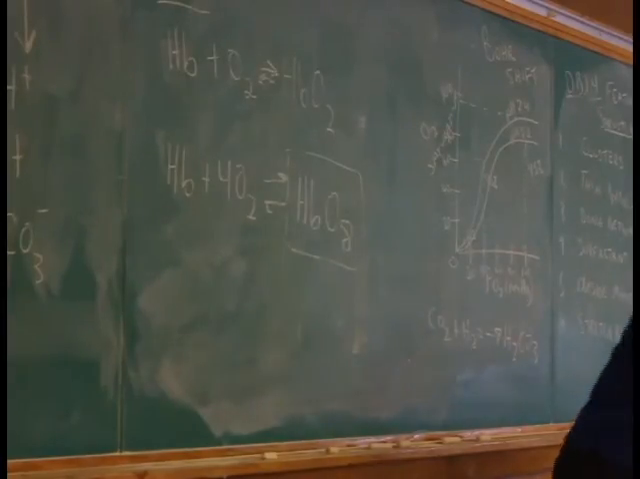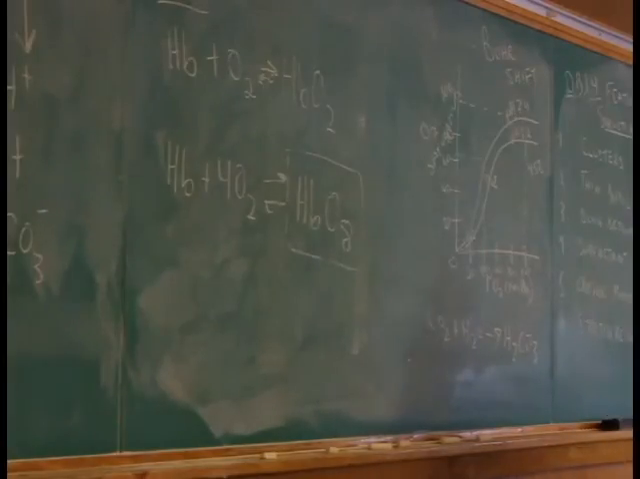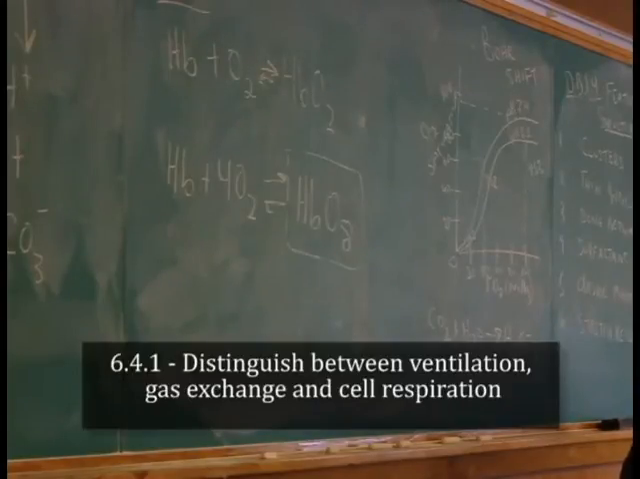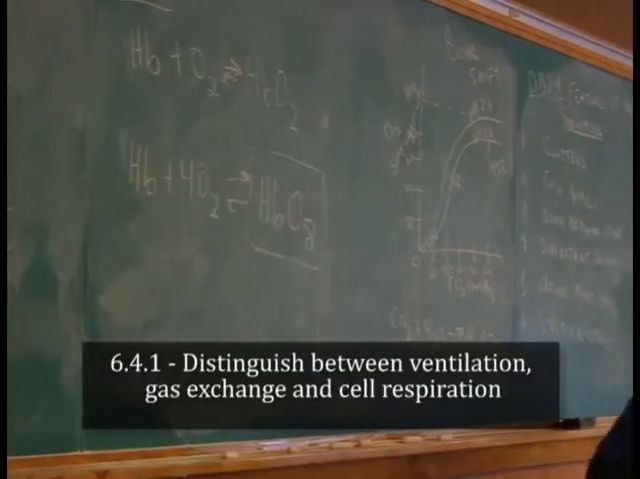All right, so yesterday, the first objective that we covered is an IB objective saying distinguish between ventilation, gas exchange, and cell respiration. Without looking at your notes, I would ask one of you to define ventilation for me and tell me where it occurs.